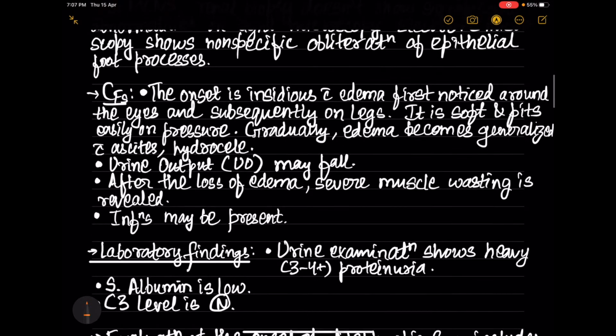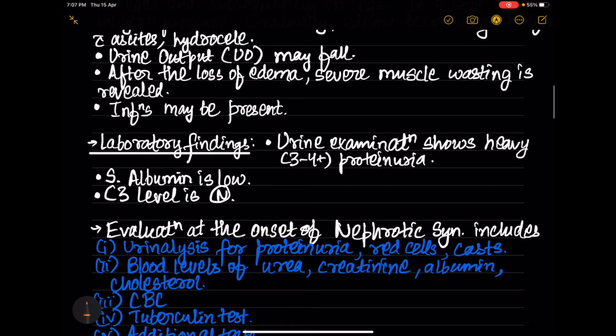Now coming to the laboratory findings, urine examination shows heavy proteinuria, that is 3 plus or 4 plus. Then serum albumin will be low as it is lost in urine. Complement levels, that is C3 levels, will be normal.